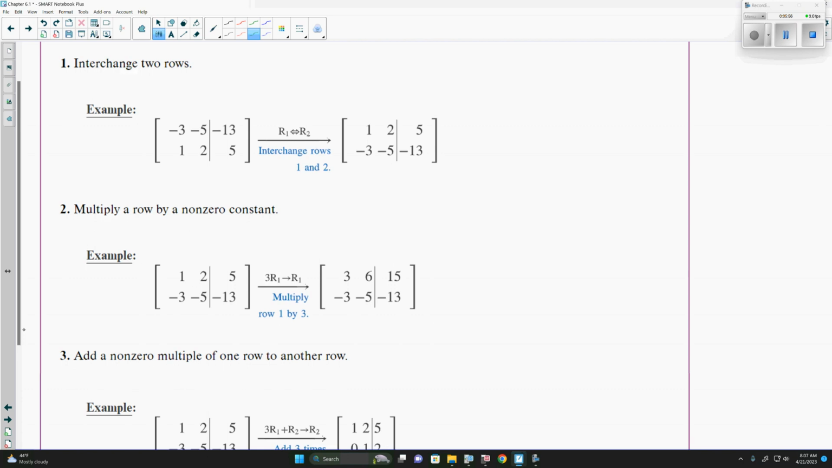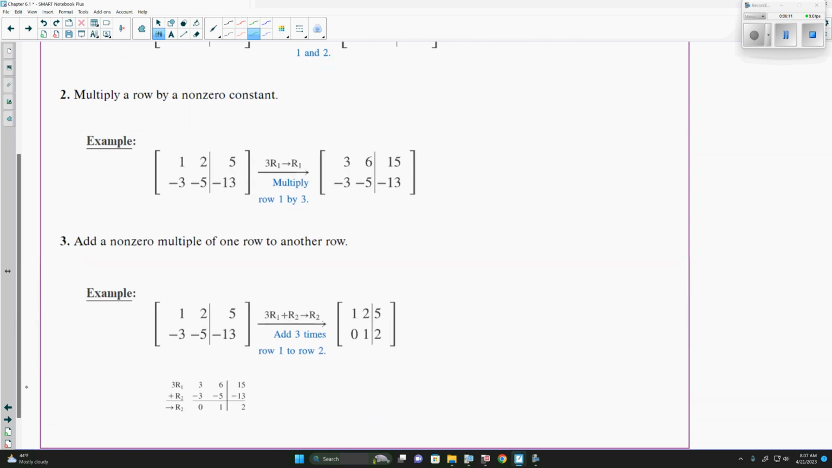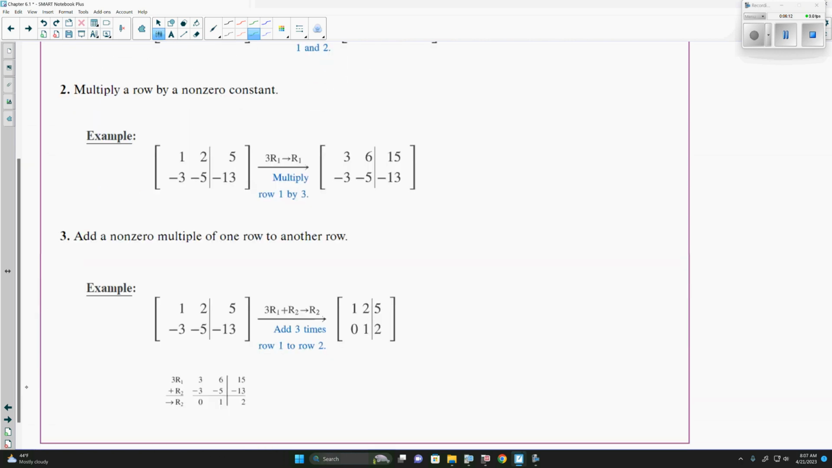The first one is to interchange two rows. So what we're saying here is we're switching row 1 and row 2. So we can flip it. We just flip row 1 and row 2. We change the order of them. The second one, we can multiply a row by a nonzero constant. So here, from here to here, we multiplied row 1 by 3. So we multiplied all the terms by 3.